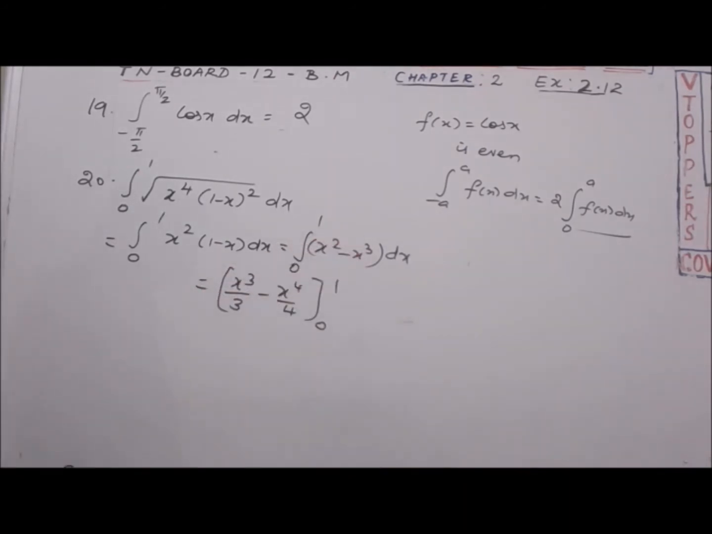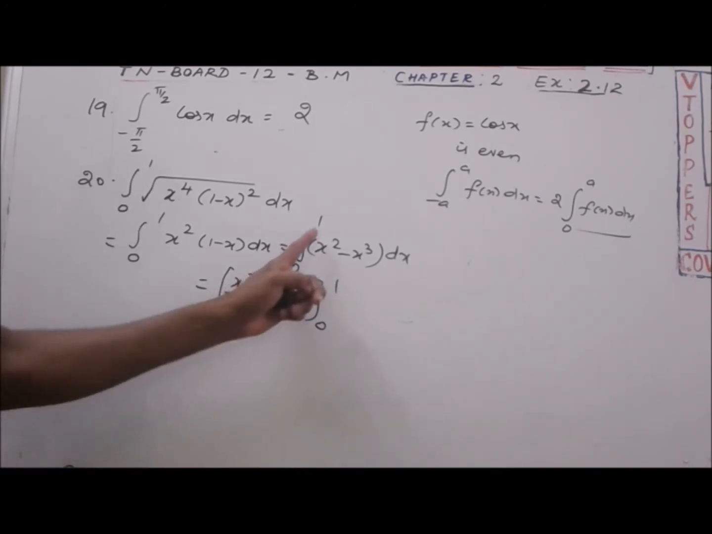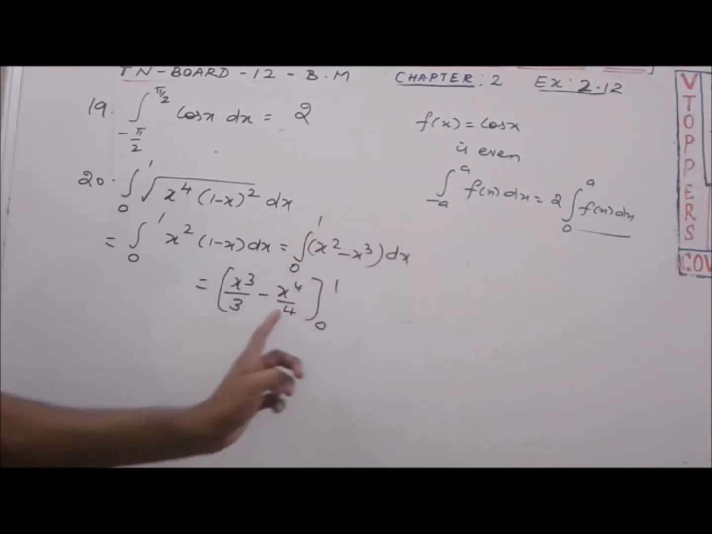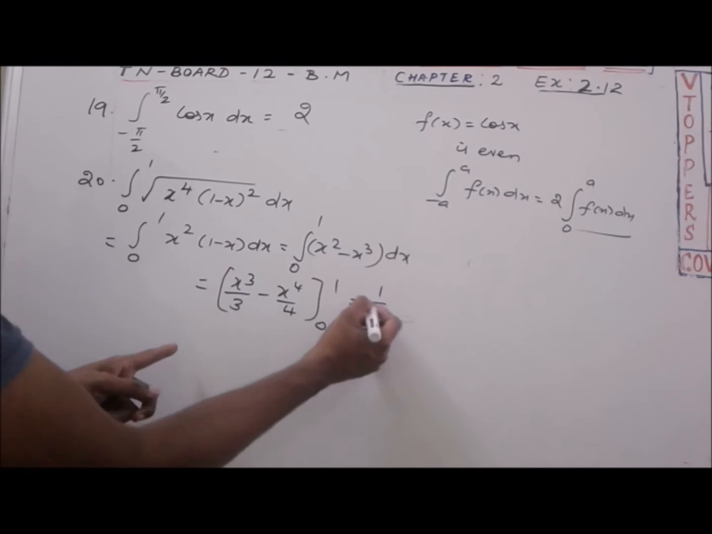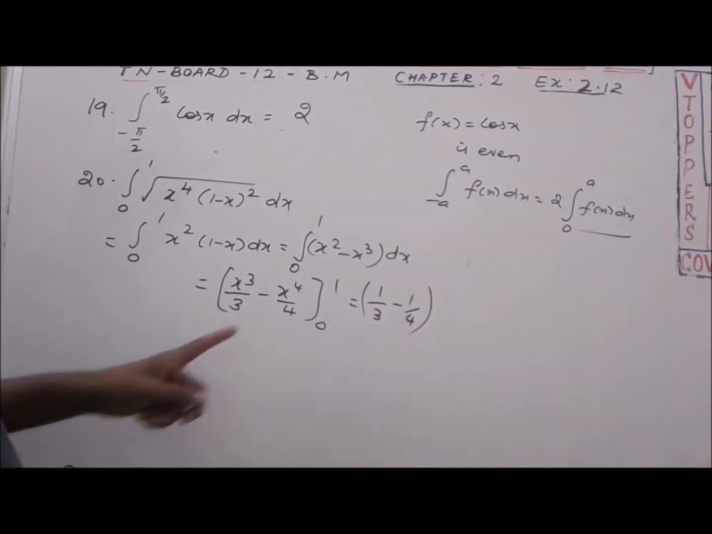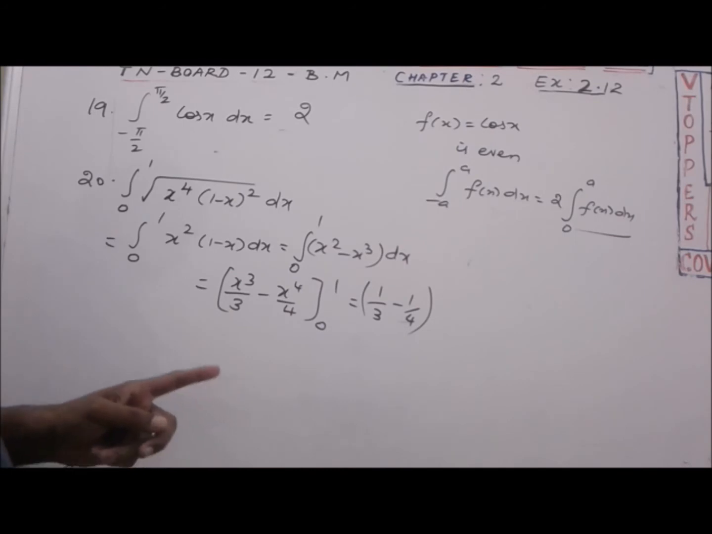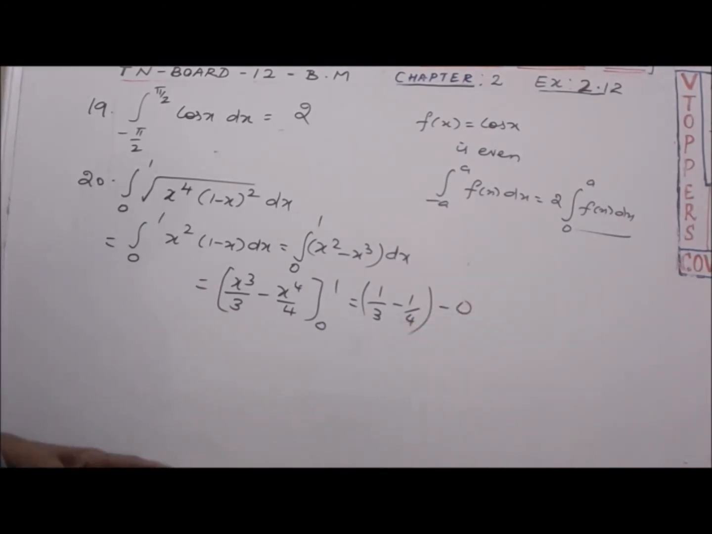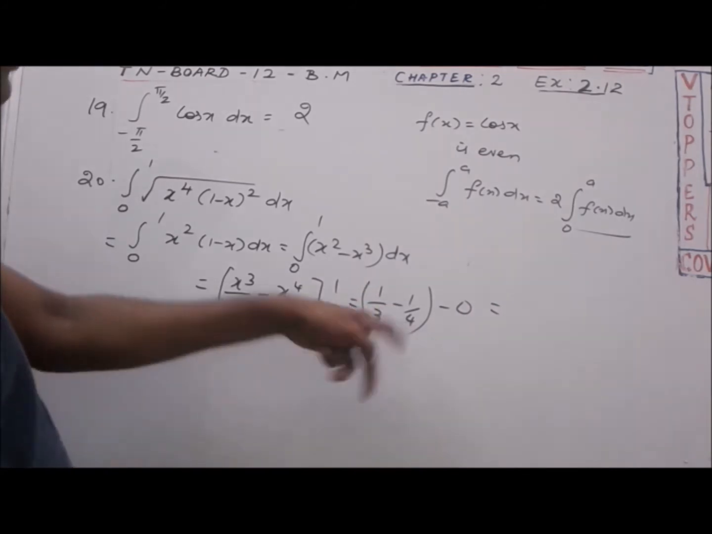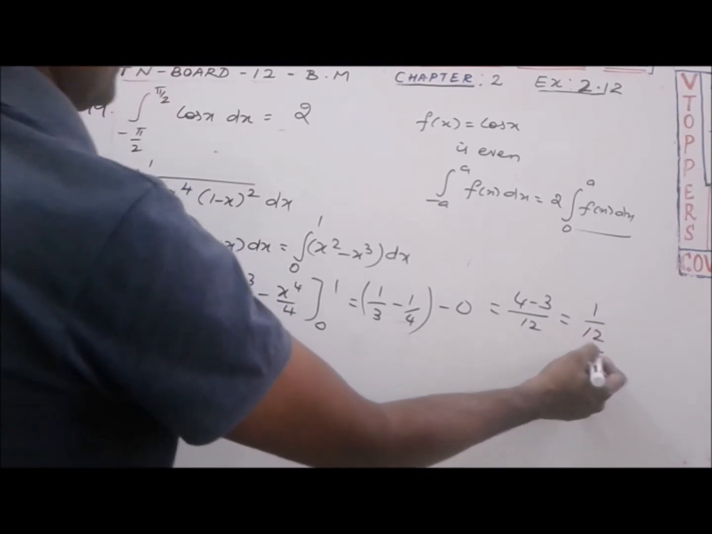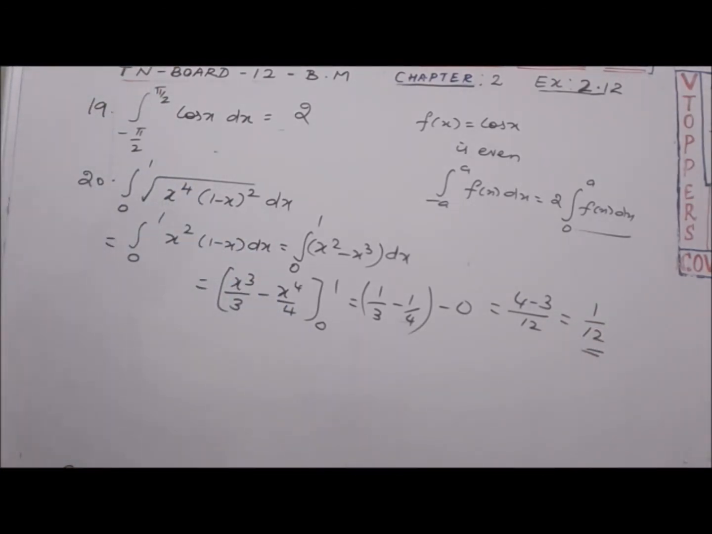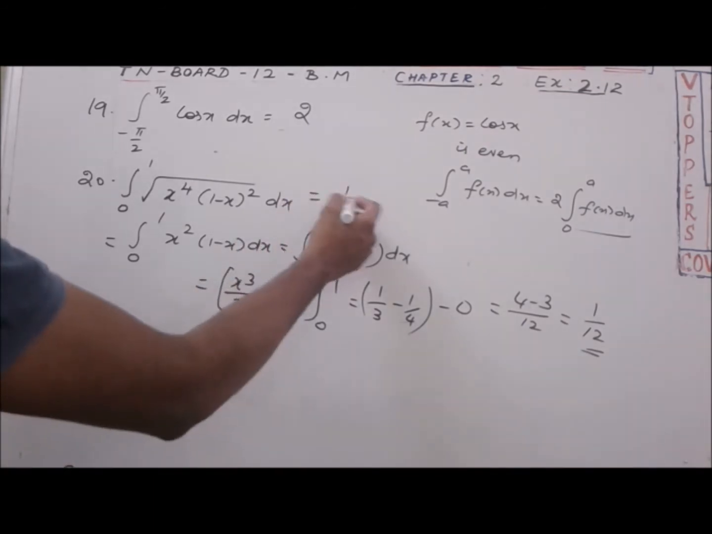Both are in the form of the exponent formula. Integral x power n dx is equal to x power n plus 1 by n plus 1. Here also, x power n plus 1 by n plus 1. Substituting upper and lower limit values, by substituting upper limit, 1 by 3 minus 1 by 4. By substituting lower limit, both the terms include x, therefore both become 0. So simplify this: 4 minus 3 by 12 is equal to 1 by 12. So the option is A, 1 by 12.